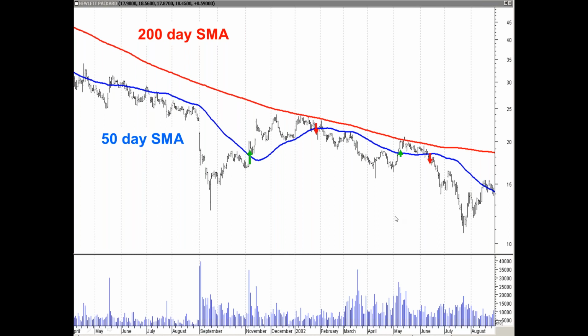If I plot with a green arrow where the price crosses in the upward direction, and with a red arrow where we cross in the downward direction, I could have used this as a very simple trading system. I could buy the stock when the price crosses in the upward direction, so I'll buy it right there. And I'm going to sell it, or better yet, sell short when I cross in the downward direction. So buy it here, profit from this uptrend. Sell short here, profit from this decline. Buy it here, profit from this uptrend. Sell short here, profit from this decline, and so on.